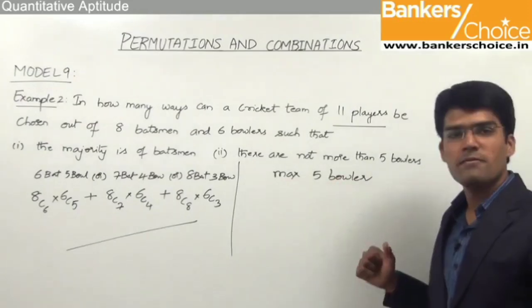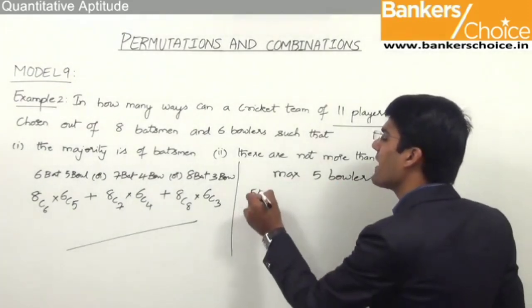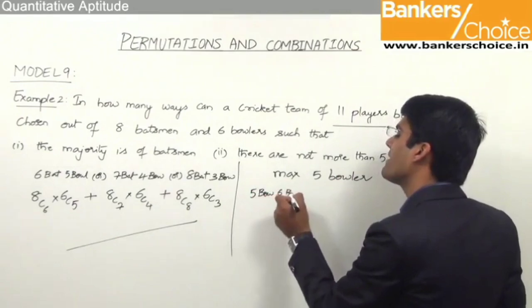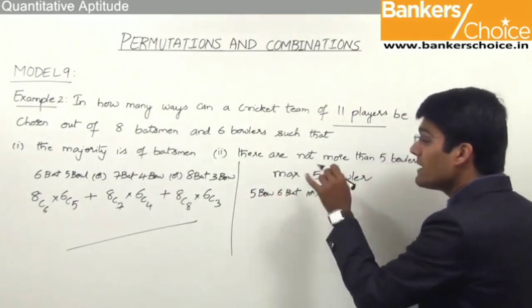So going by this maximum bowlers condition, we can say that there can be 5 bowlers and remaining 6 are batsmen, or we can have less than 5 as well.